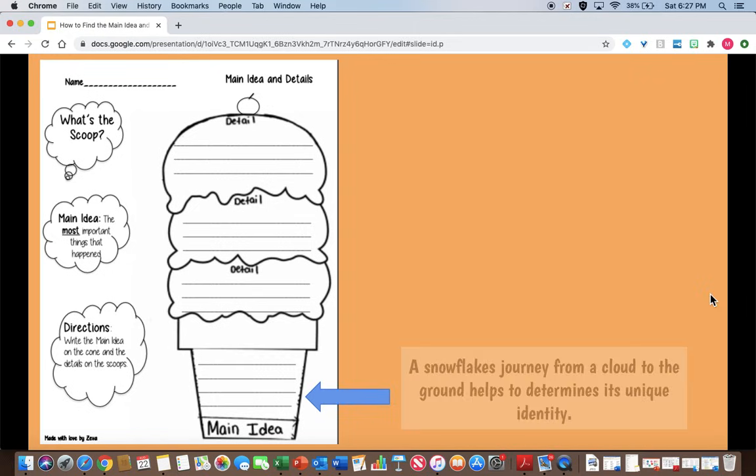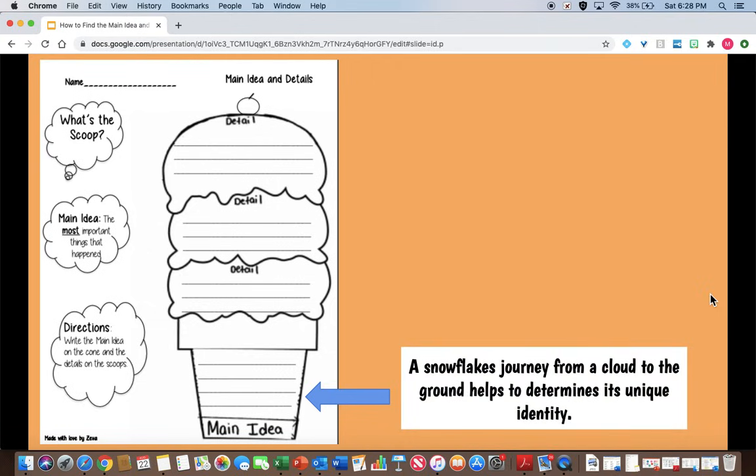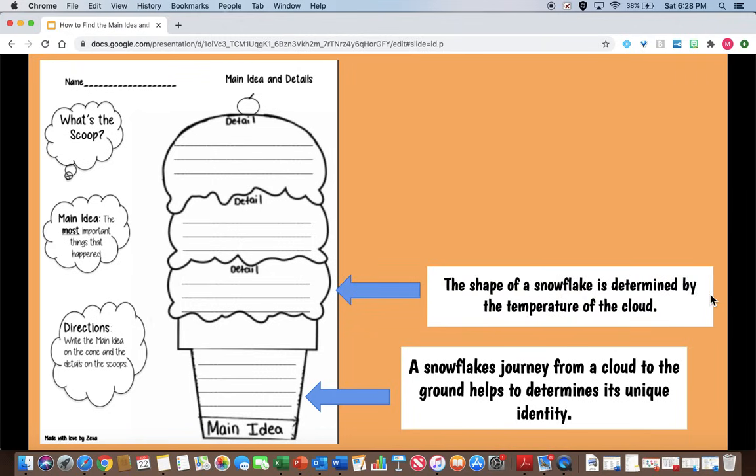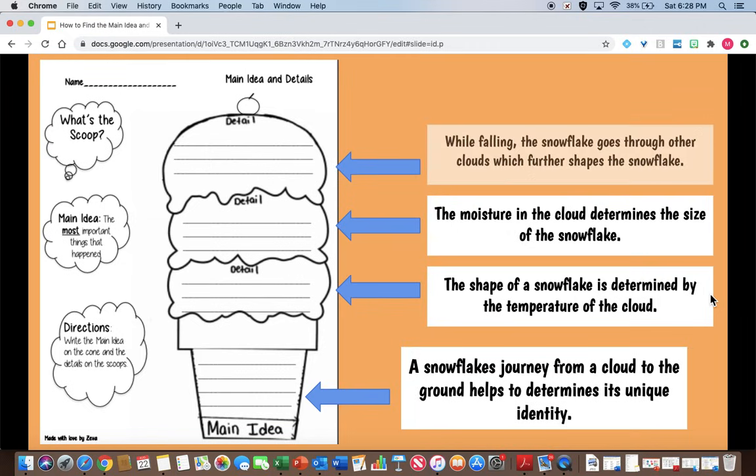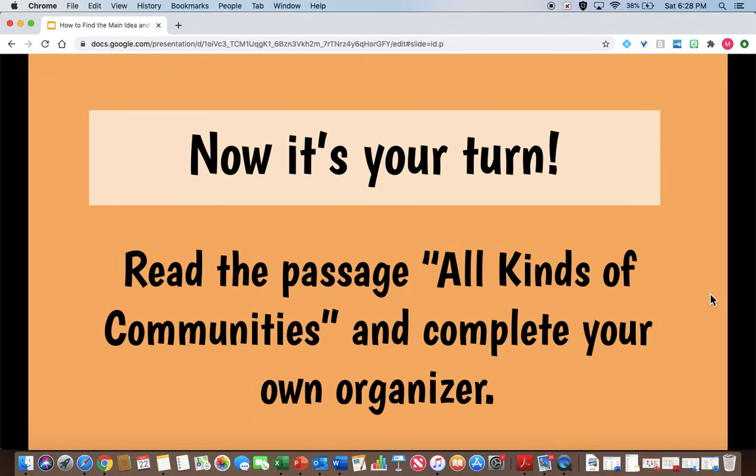So I start with my main idea. My main idea is a snowflake's journey from a cloud to the ground helps to determine its unique identity. My first detail is the shape of a snowflake is determined by the temperature of the cloud. The moisture in the cloud determines the size of the snowflake. And then lastly, while falling, the snowflake goes through other clouds, which further shapes the snowflake. And that's my main idea and the 3 supporting details that I found to prove my main idea. And so now it's going to be your turn.